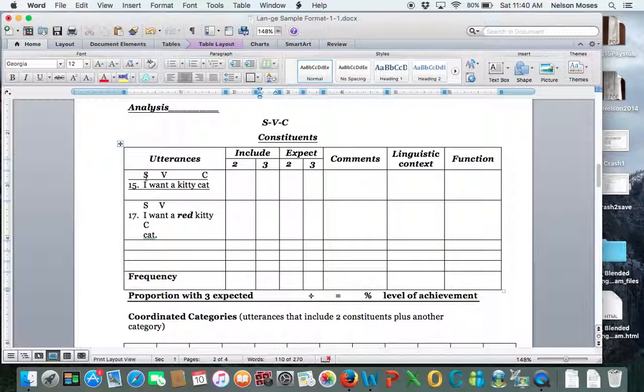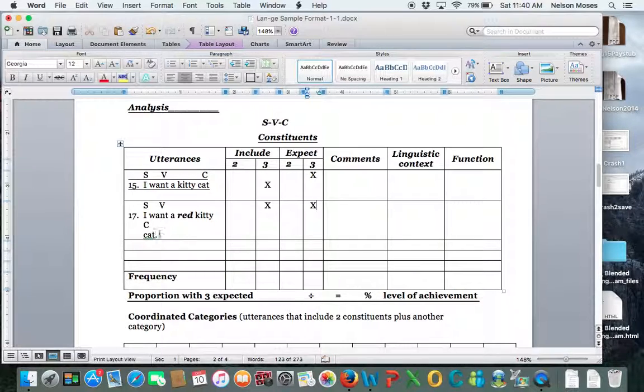So let's look here. SVC. The child produced 3 constituents. I will make an X under 3 because the child produced 3 constituents. Expect means as an adult: what would an adult produce if the adult produced that sentence? Well, I'm an adult, so I'll ask myself, I want a cat. Is that what I would produce? Yes, I would produce 3 constituents. I do the same here. I get 3 and 3.